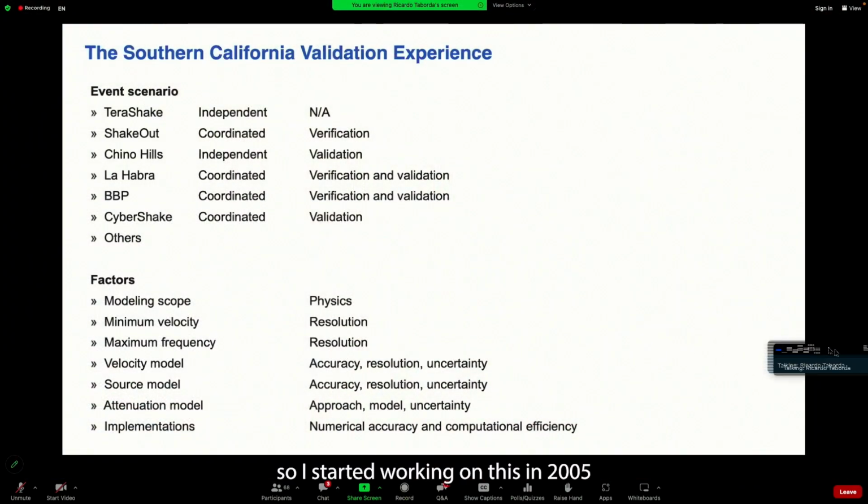Okay, so I started working on this in 2005 or so, and all sorts of different efforts have been done over the years in some different event scenarios, and then different efforts in terms of either verification or validations have been done. And then the factors, as Martin and others were mentioning before in the case of the source, then here in the ground motion level are many as well. And some of them relate to the physics, some of them relate to the computational efforts, some of them relate to uncertainty, numerical accuracy, and all sorts of different factors.